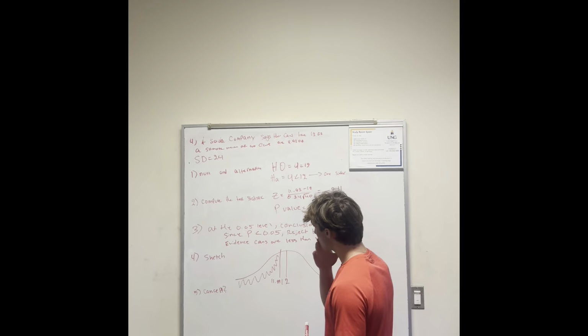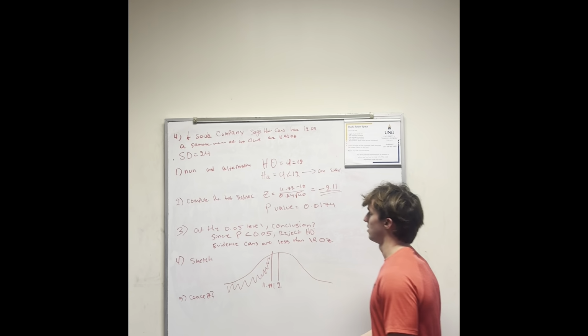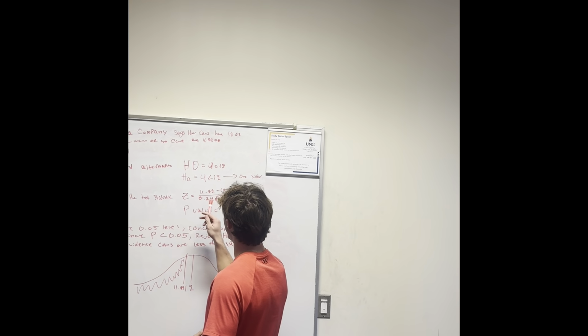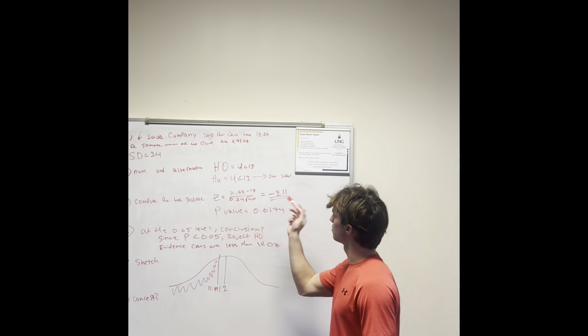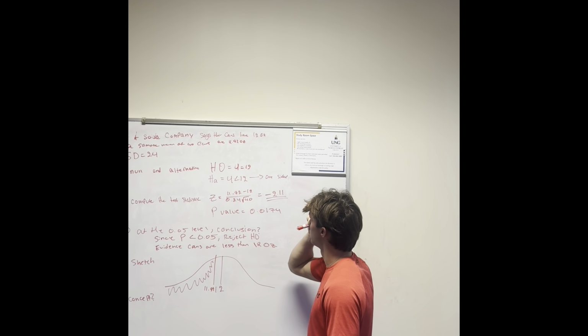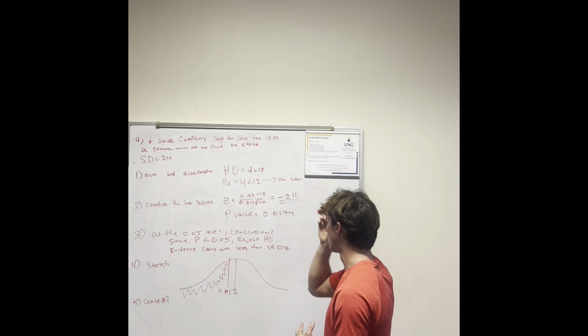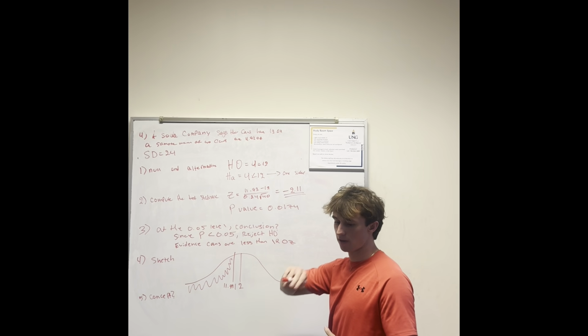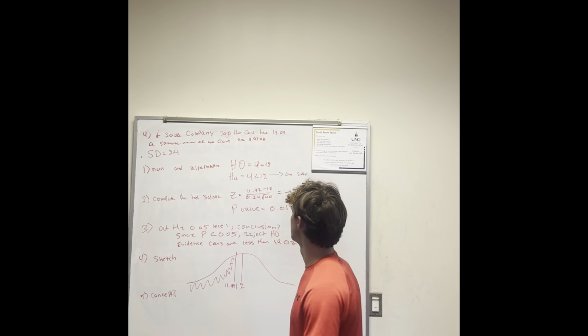So number 2 asks us to compute the test statistic. Plugging that in, we have z equals 11.92 minus 12. That's our ounces for our sample mean minus the 12, and the standard deviation is 0.24 over the square root of 40. We get negative 2.11. And then from computing this, we get the p-value of 0.0174.